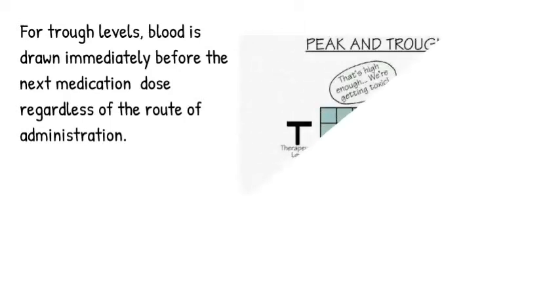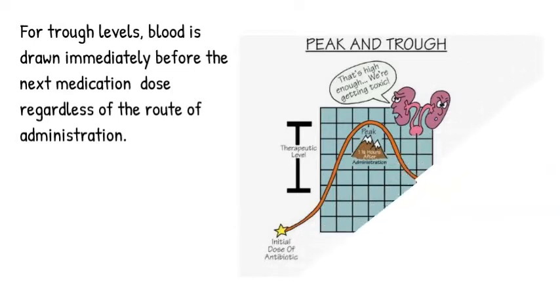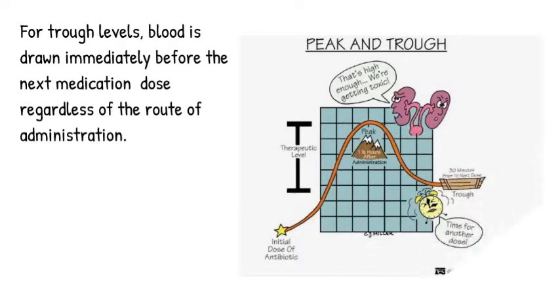Because we are monitoring patients for therapeutic drug levels, we may have to do what's called a peak and trough on certain medications to guide us on the dosing. A trough level is blood drawn immediately before the next dose of medication is given, regardless of the route of administration. If it's given IV, you draw this anywhere from 15 to 30 minutes prior to giving the medication. A peak level is the highest serum level, and that's typically drawn 15 to 30 minutes after the medication is given.